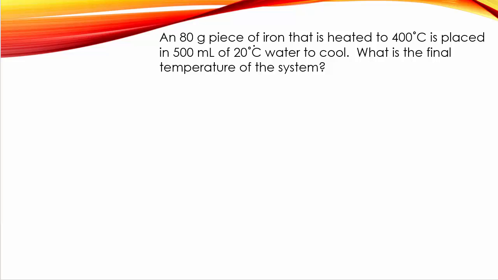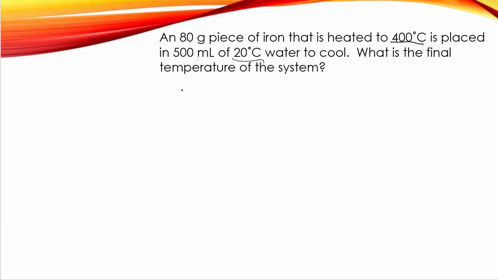So we've got some iron that we heat up pretty hot, 400 degrees Celsius. It's going to be glowing nice and red. And then we put that in 1/2 liter of water, so not too much water. And it's at 20 degrees, which is about room temperature Celsius. So we're going to cool off this hot piece of iron, and we want to know what the final temperature of the system is. So there's a few things we need to think about here.